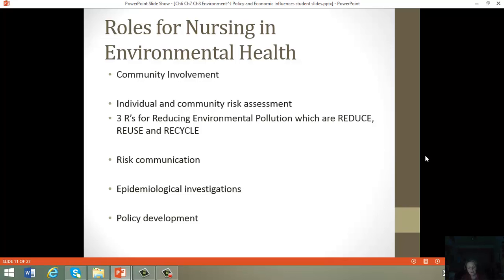Epidemiological investigations are having the skills to respond in a scientific and sound way to community concerns about cancer, birth defects, stillbirths, flu vaccine, and things like Ebola.